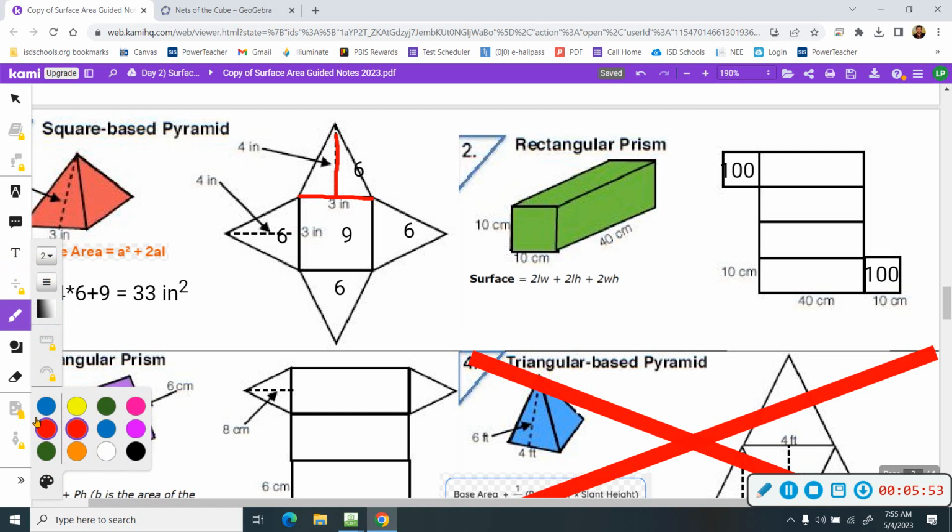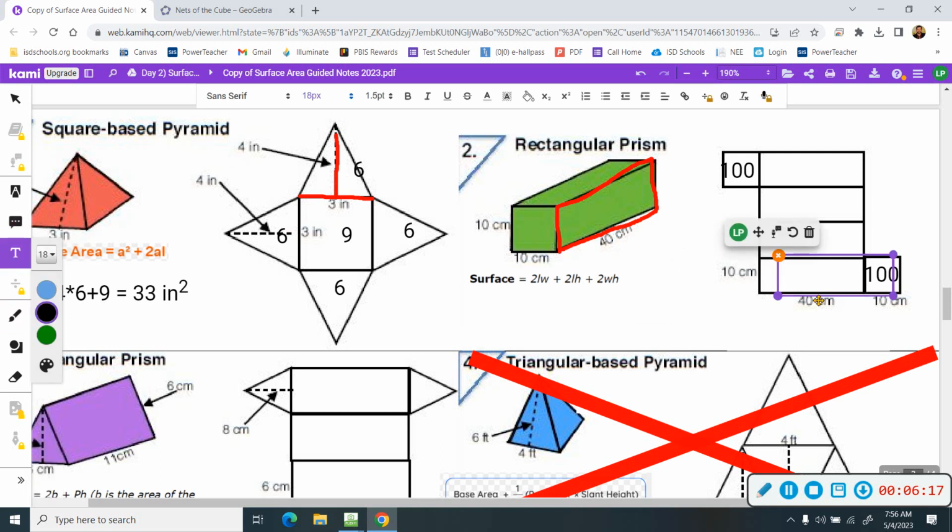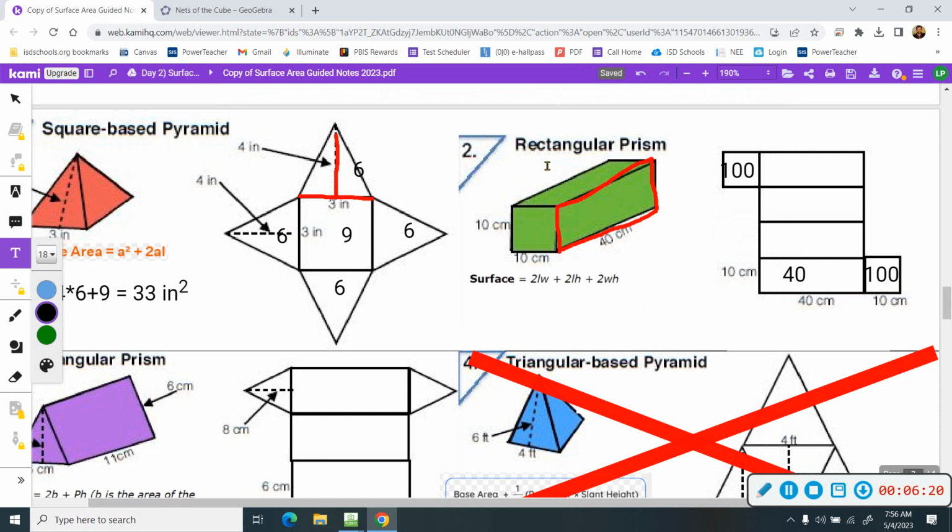Now from there, we have the right side. We have this side that's 10 by 40. Okay? And it looks based off the picture. It really doesn't matter in this case, but 10 by 40, that'd be 40. You also have the other side over there, which is also 40.